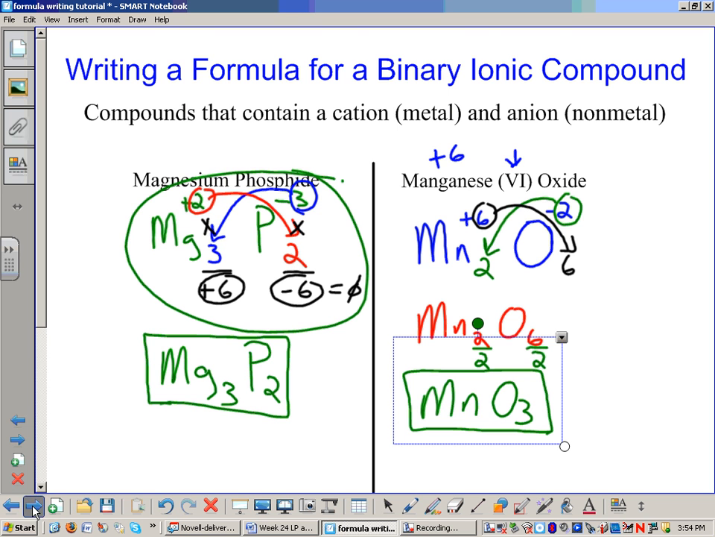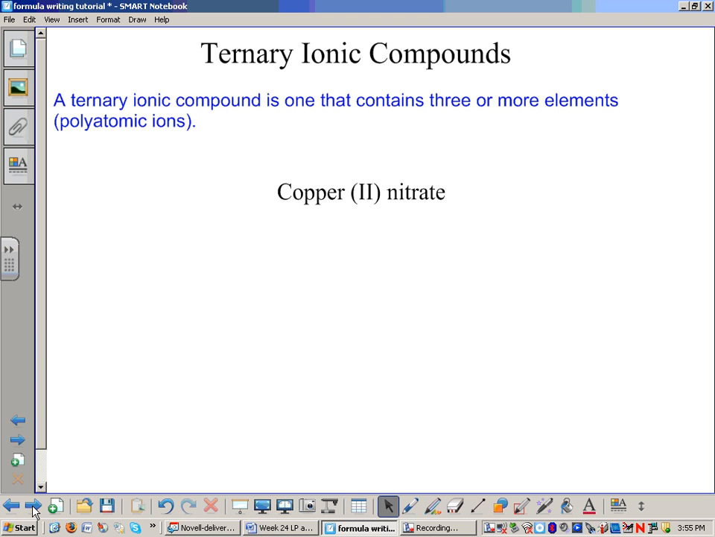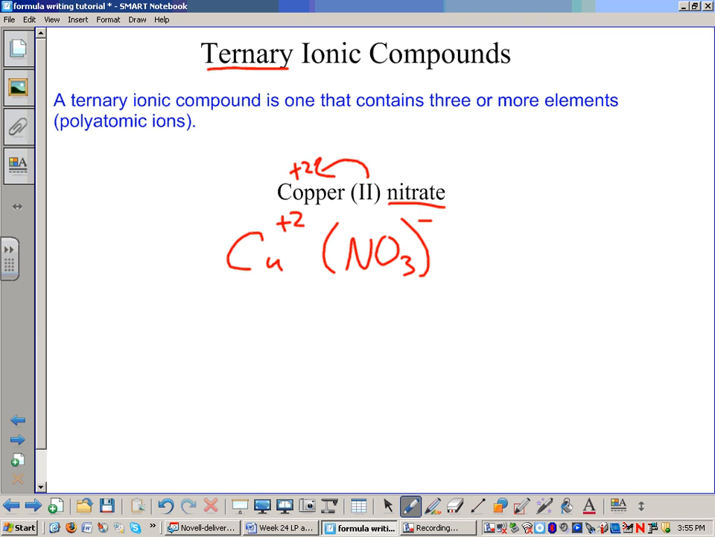Okay, one last part here, and this is with ternary ionic compounds. Ternary, the word ternary, means that we have a polyatomic ion. So that means we have a metal and a polyatomic ion. Basically, it's the same thing, except you already know the charge because you have the polyatomic ion sheet. Here, you know the copper is going to give +2. We write that down, Cu plus 2 charge, nitrate. If you look at your polyatomic ion sheet, it's NO3, negative 1 charge.